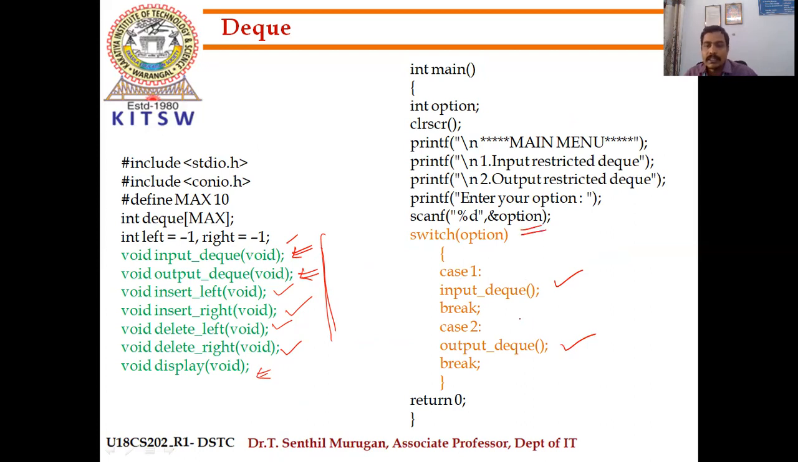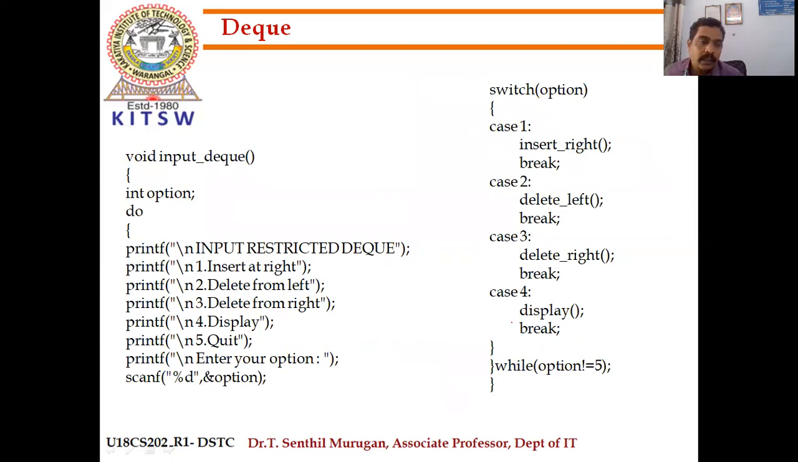So after selecting this, if you choose input Deque, it means you can insert an element only at the right position, but you can delete an element from both ends. So you can just remember: insert at the right side when we are using input Deque, only one end, but we can perform delete at both ends.